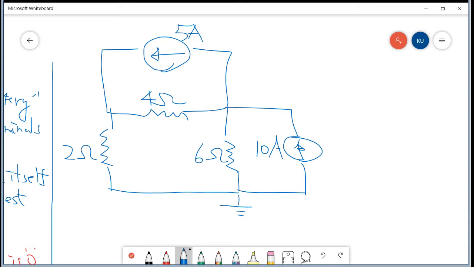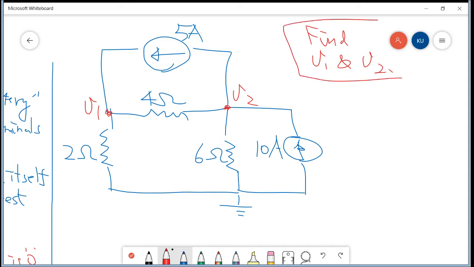So for this question, find the load voltages V1 and V2.